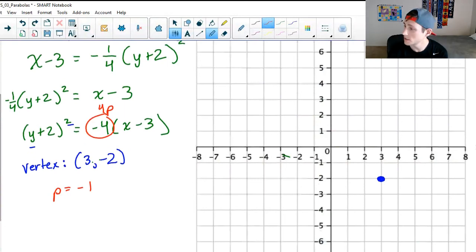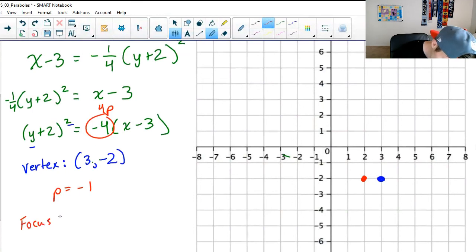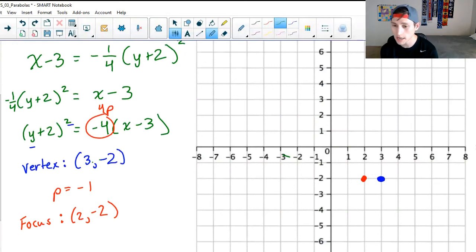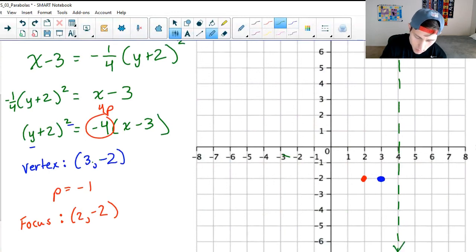Okay, so since that value is negative, then I know it's going to open to the left. So if I go 1 to the left, that should be where my focus is. So 2, negative 2 is the focus. If I go the other direction, so if I go 1 to the right, then that should be the directrix. So 1 to the right, and then I draw my line. It's the directrix.